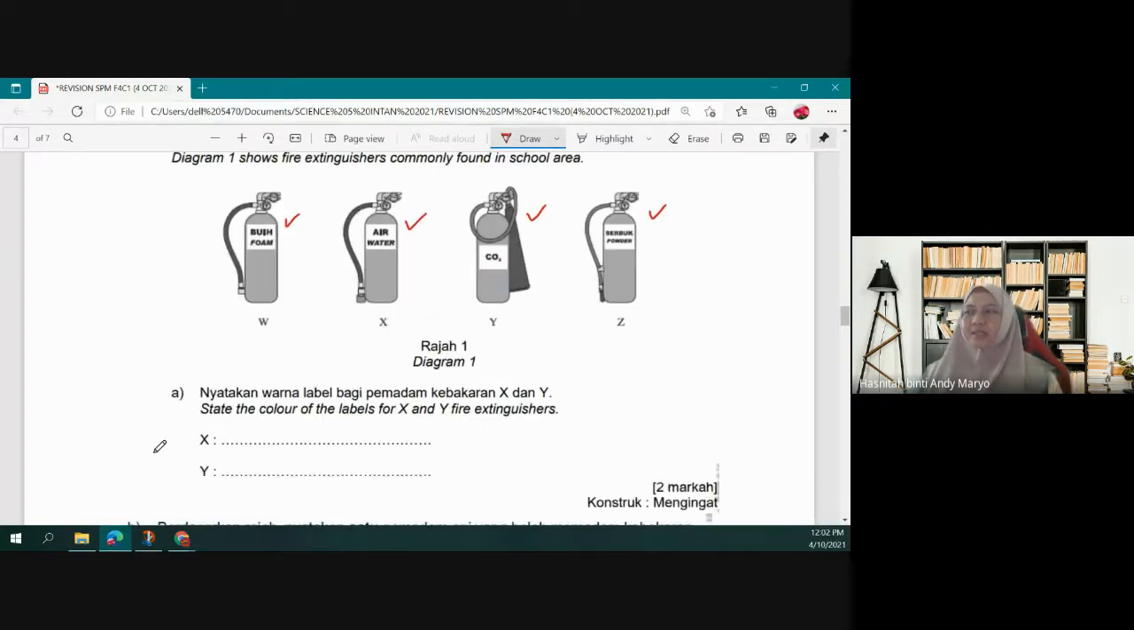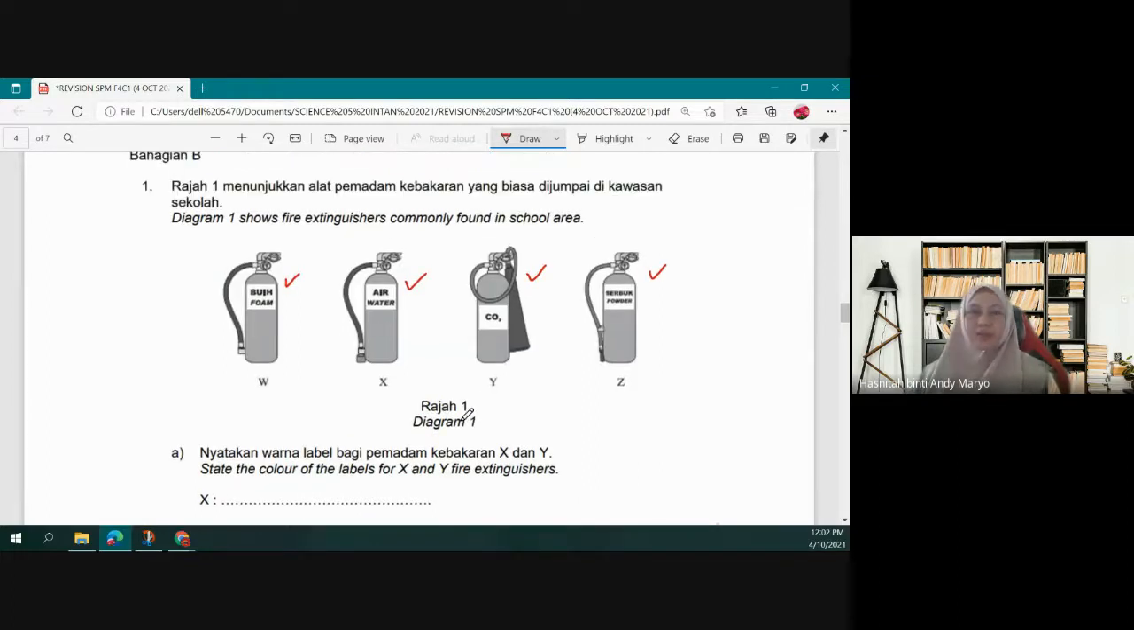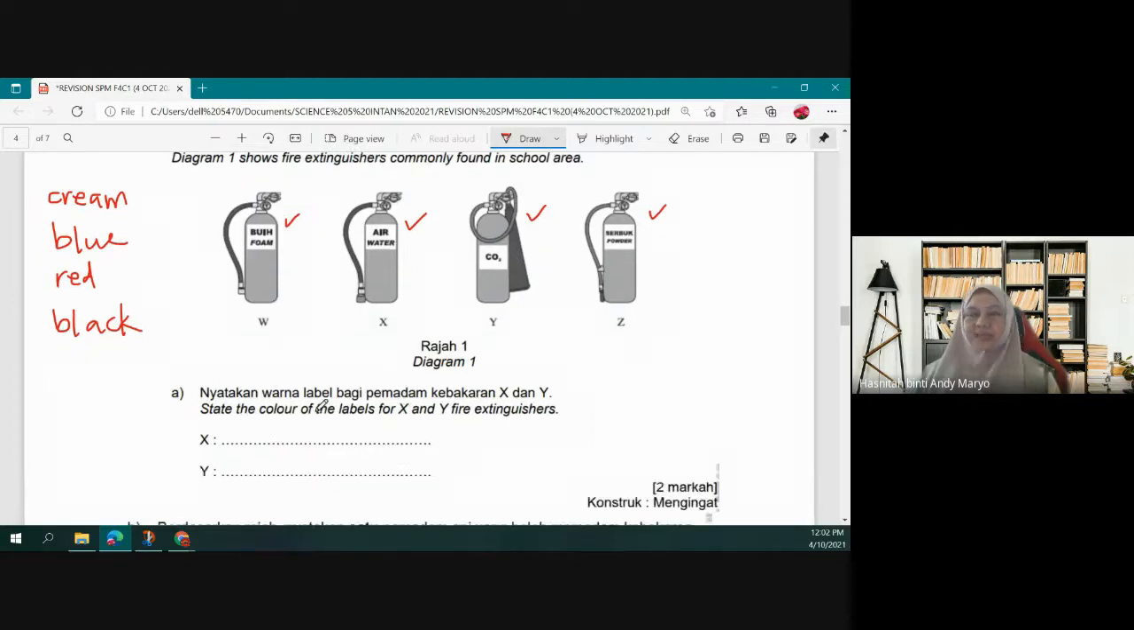So they ask you to state the color of the label for X and Y fire extinguisher. So do you remember the color of the label? What color that we have? I give you a clue. We have cream. Okay. And then we have blue. Then we have red label followed by black. So which one is which? Which label is green, blue, red, and black? So they ask you for X and Y. So you highlight X and Y, don't give W and Z.